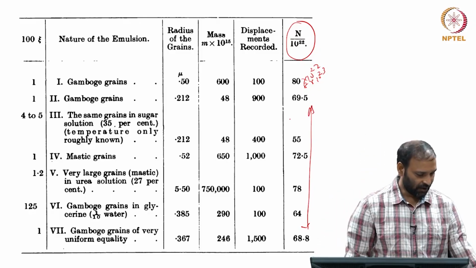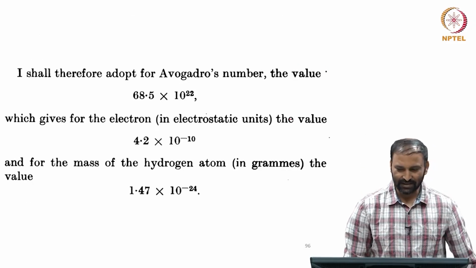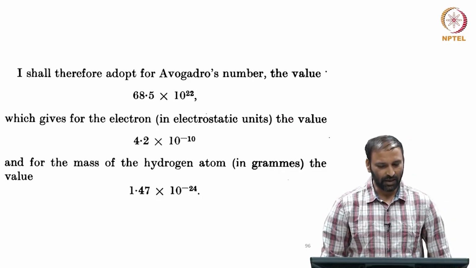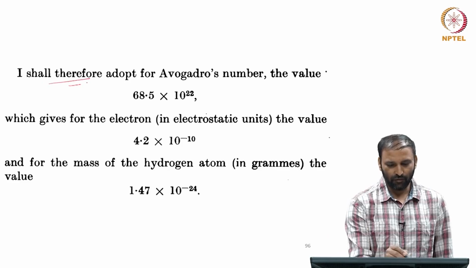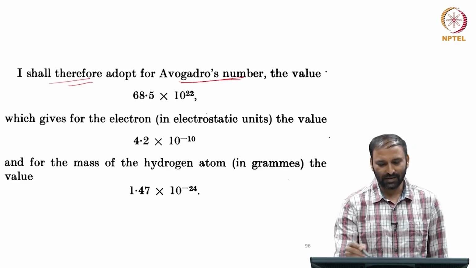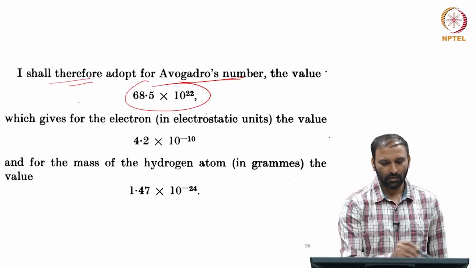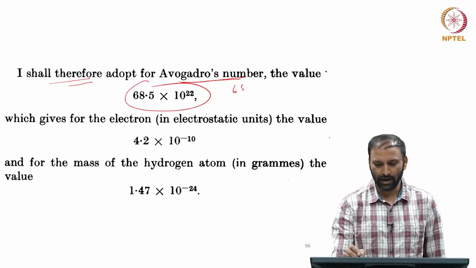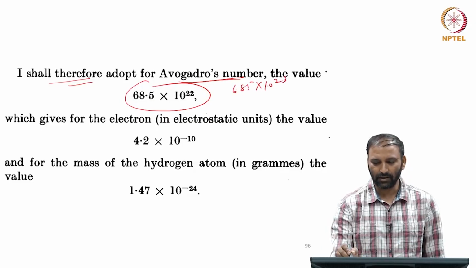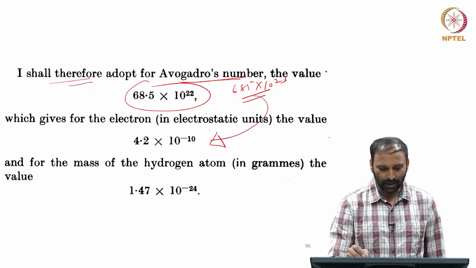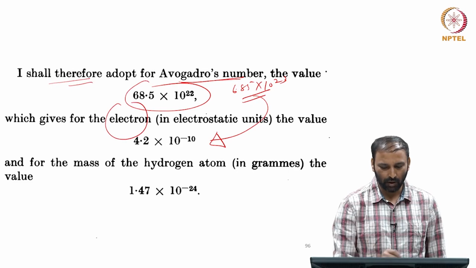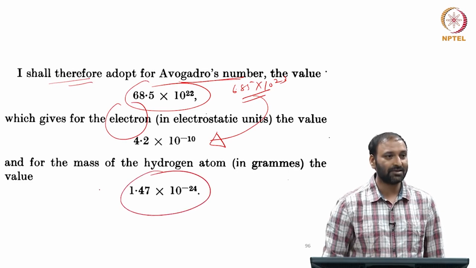I have taken this again from his book. He made this statement: from these experiments, I shall therefore get this Avogadro number to be 6.85 times 10 to the power 23. That's the value he assigns. And then he is also able to calculate the charge of the electron and the mass of the hydrogen atom, stuff like that.